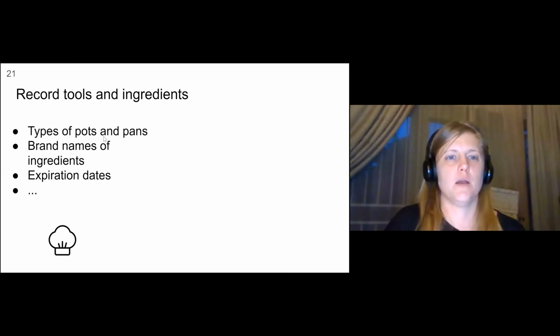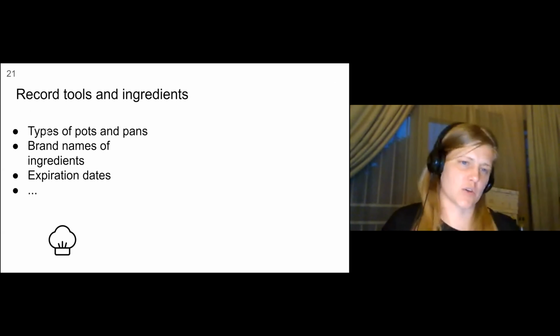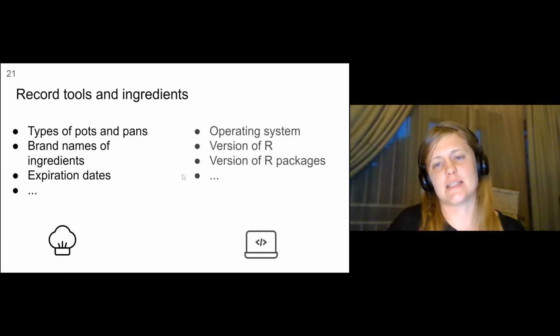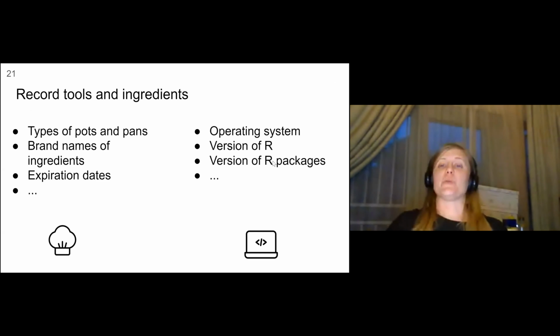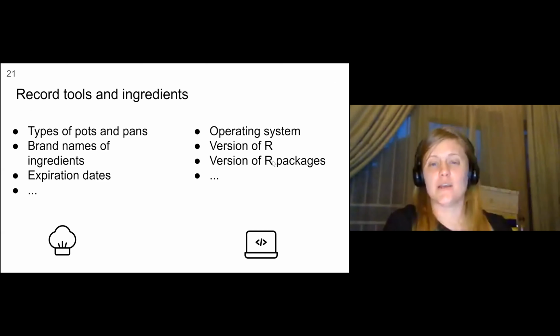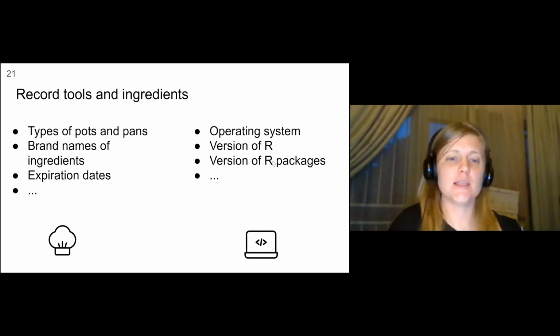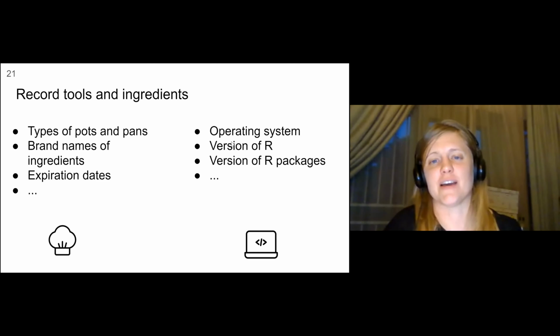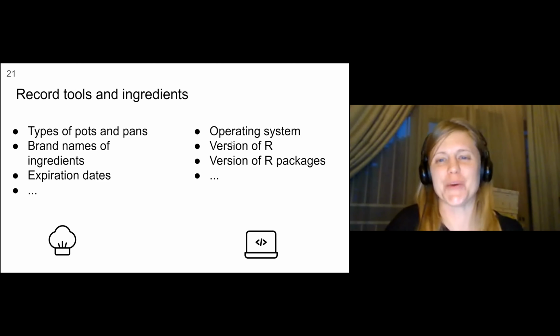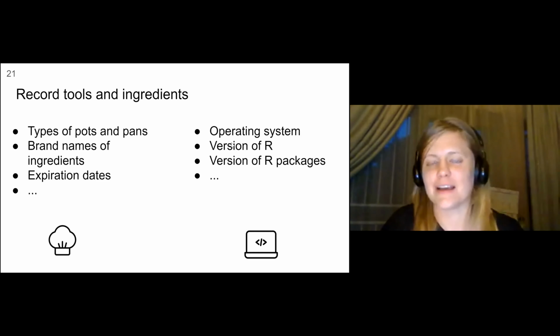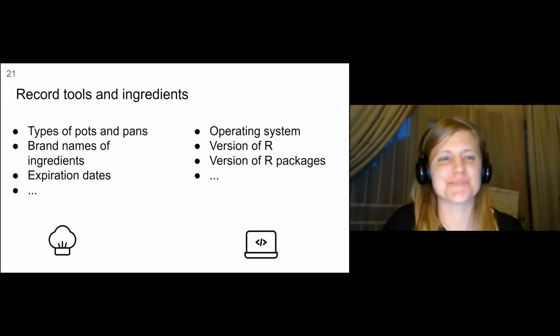Okay, so record the tools and ingredients. What pots did you use, back to the cookie analogy, what brands, expiration dates, and in terms of computing, what was the operating system, the version of R, the version of the R packages. I think we've all experienced errors when you have the wrong version of R and therefore the packages are not compatible or things like that. I know my students have, and they find it very difficult to know what to do when they experience something like that. Google doesn't seem to be an option for some reason.